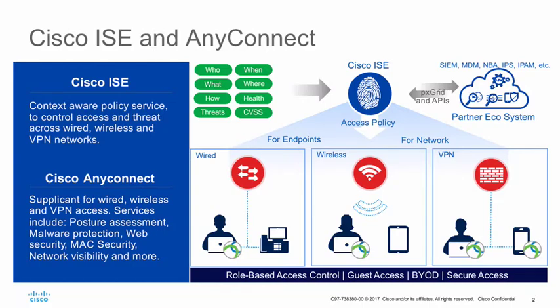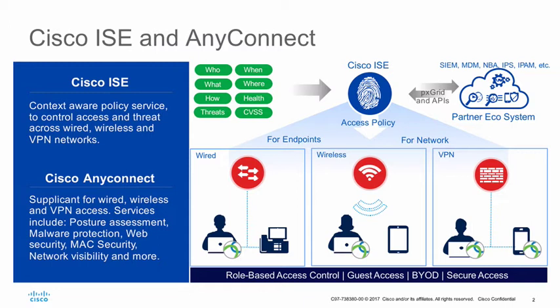So what we're talking about is Cisco ICE and AnyConnect. So what's Cisco ICE? It is a context-aware policy platform that allows controlled access to your network, as well as providing threat information with integrations for wired, wireless, and VPN networks. Cisco AnyConnect, at its core, does VPN access, but it does so much more than just that, right? It does services such as posture assessment, malware protection, web security, and more. And we're going to talk about that in this part of the presentation here.